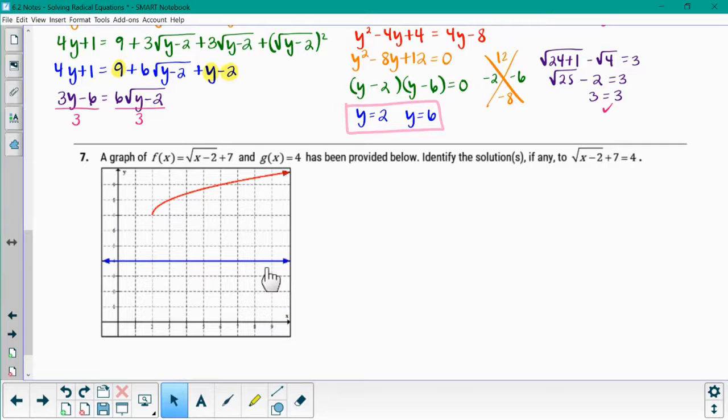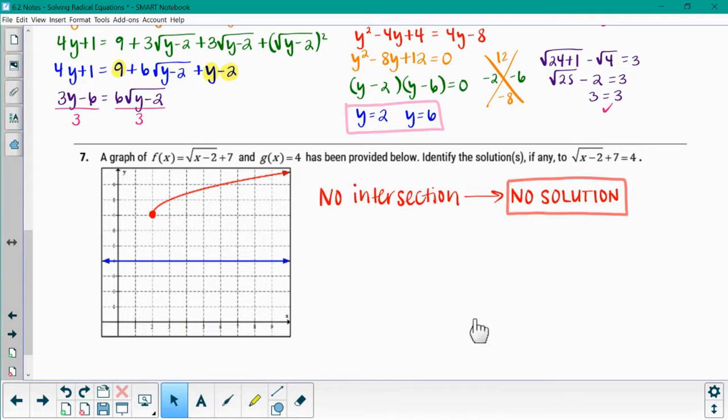Well, I have a square root function. That square root function starts at where the origin has been shifted to. We've gone right 2, we've gone up 7. And nothing else happens on this left-hand side. This doesn't dip down, it doesn't do anything weird. So based on this graph and knowing what a square root function looks like, these two graphs are never going to intersect. And when graphs do not intersect, we say there is no solution.